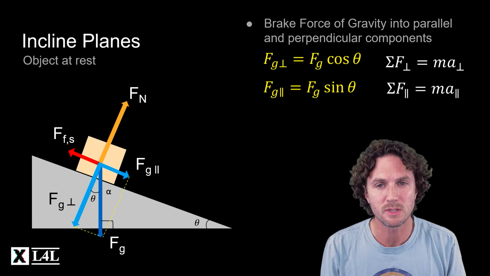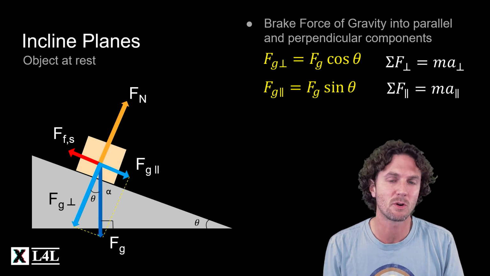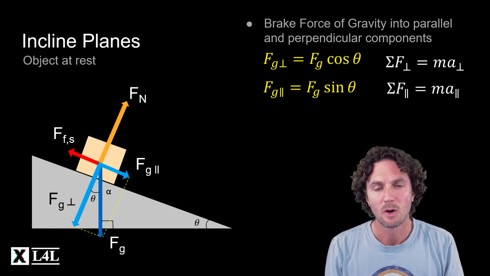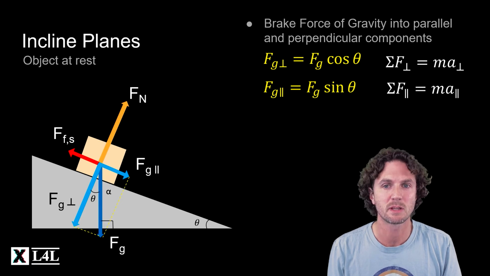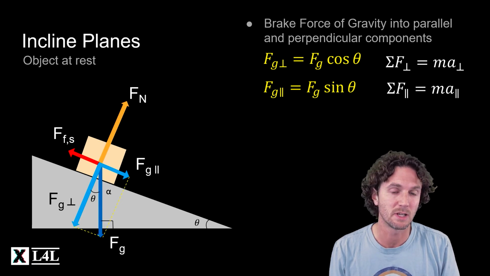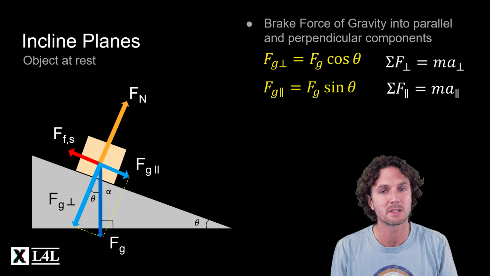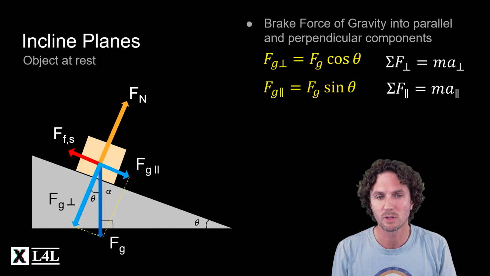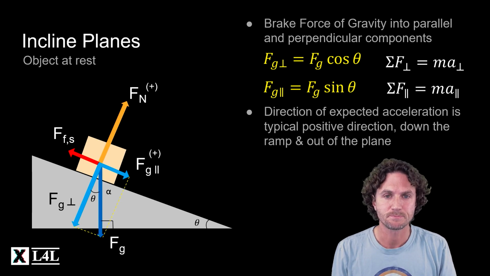Instead of summing the forces in the horizontal and the vertical direction, we're going to be summing those forces in the perpendicular and the parallel directions, which again are going to be equal to the mass times the acceleration in each of those correlating directions.